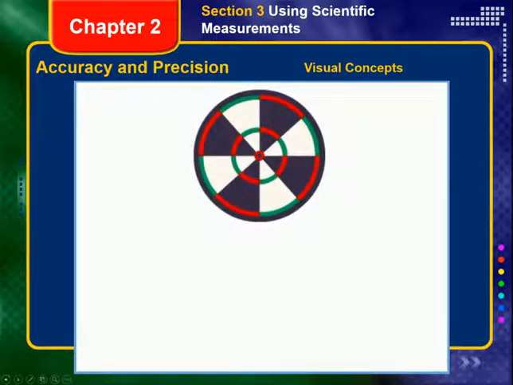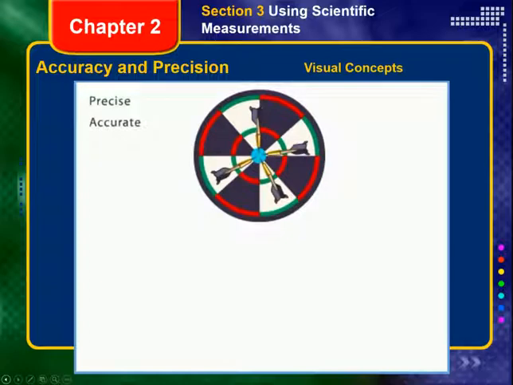Accuracy is the closeness of measurements to the correct or accepted value of the quantity measured. Precision is the closeness of a set of measurements of the same quantity made in the same way. Consider a game of darts. The target or accepted value is the bullseye in the center.